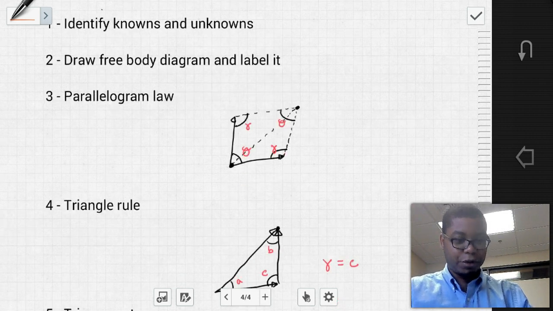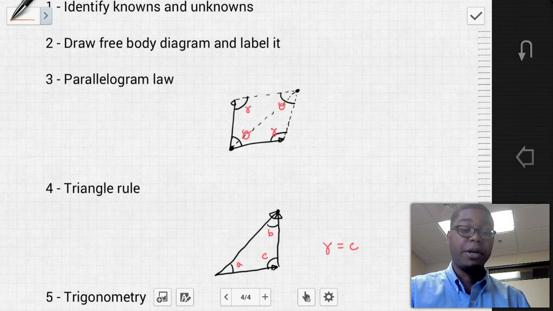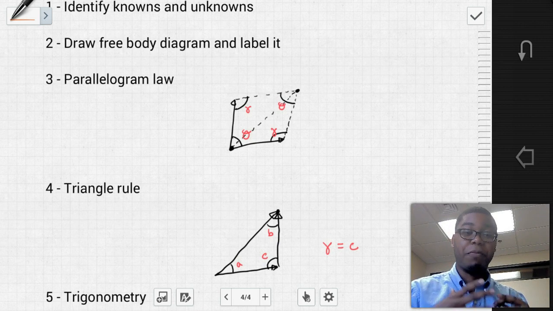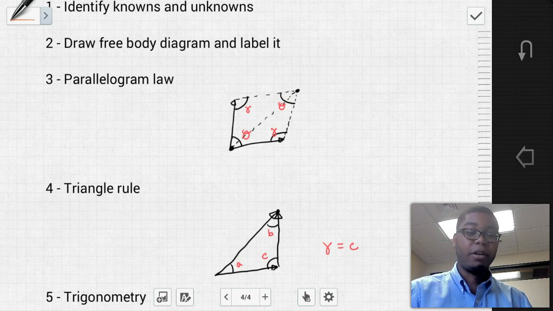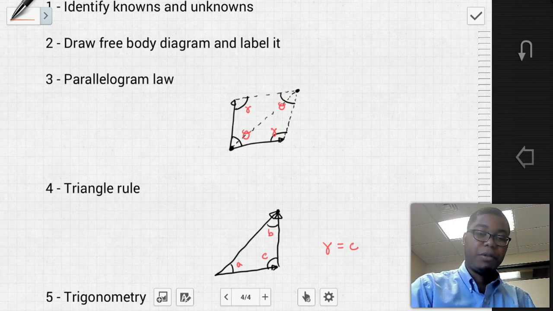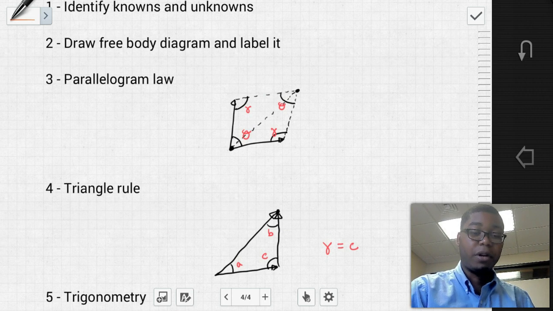The next thing to do is to use the parallelogram law. So take the force vector that you have or the components you have and create, using the parallelogram law, information about the problem. And the key things that you're going to be looking for are these interior angles. These interior angles are going to be quite useful to you.